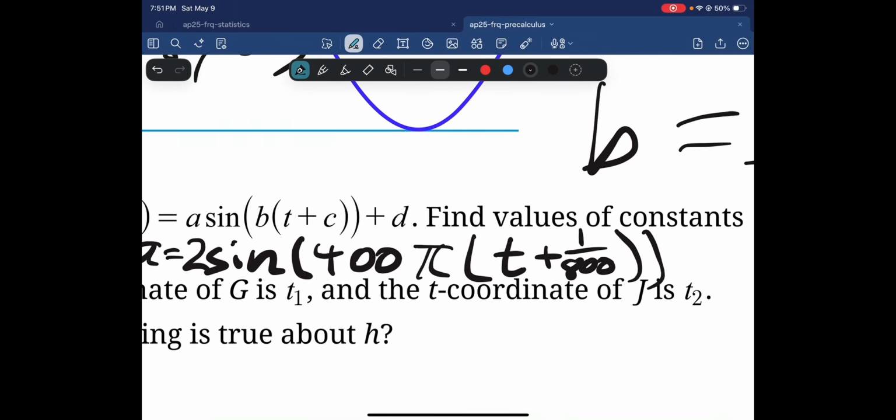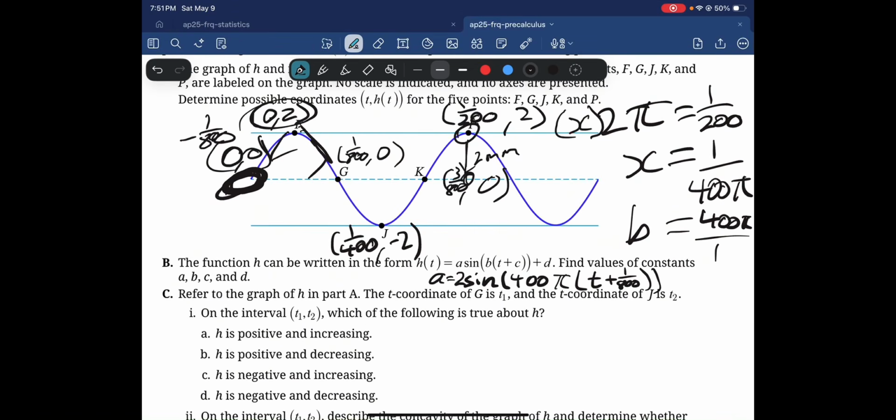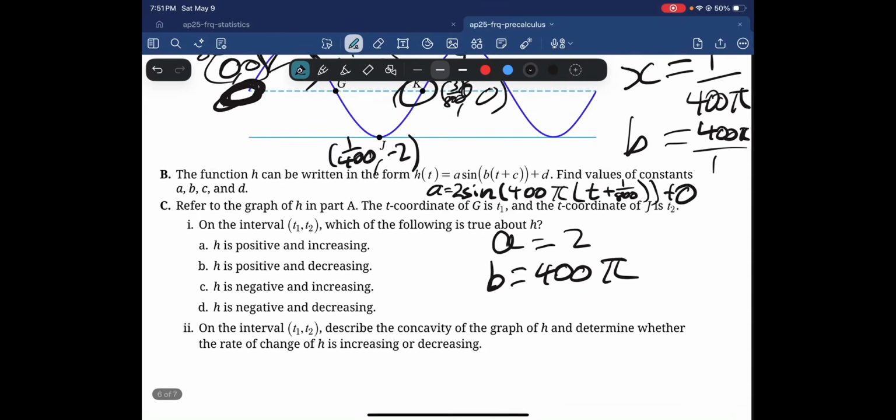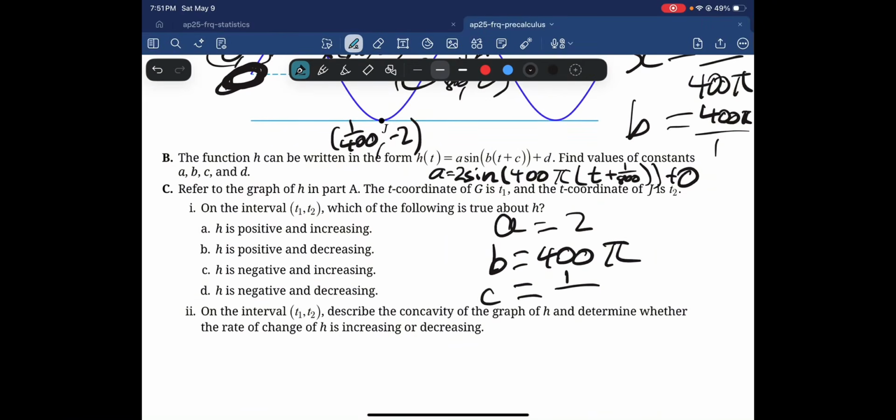Now we close this, and then plus D. D is your vertical up and down, and D is literally just your midline. Our midline here is 0, so it'll be plus 0, right? So we'll do A equals 2, B equals 400 pi, C equals 1 over 800, and D equals 0. Very, very, very easy stuff.